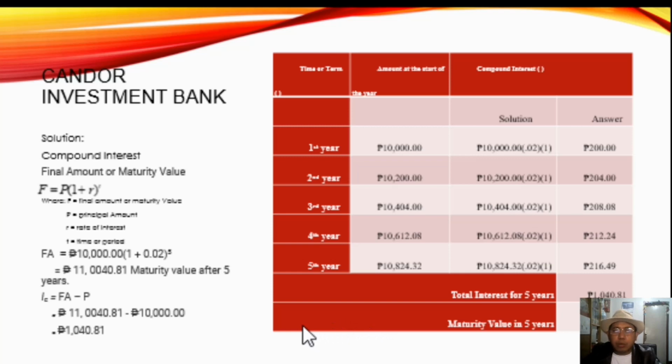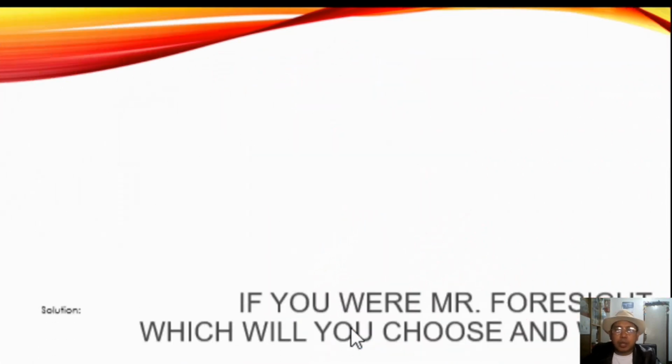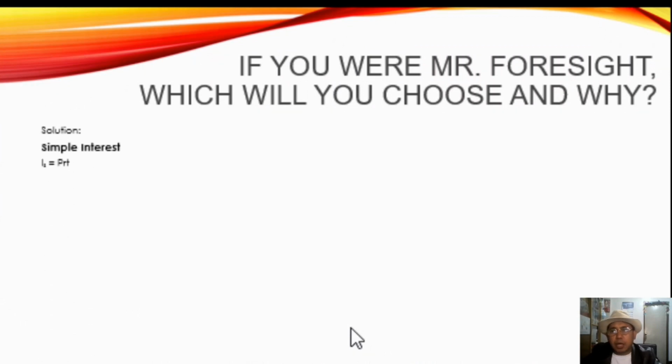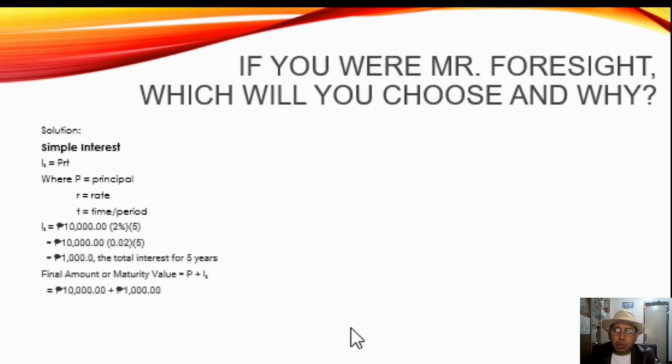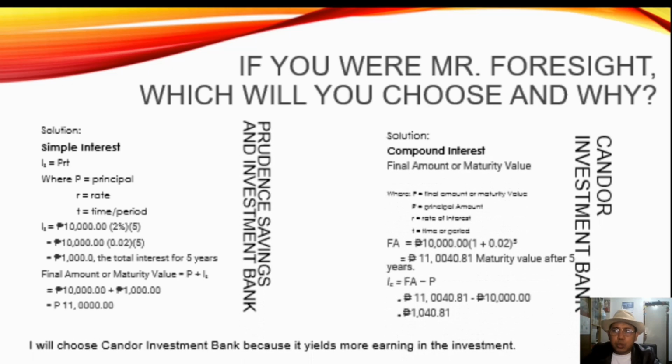Now, can you answer now the question in the problem? Yes, of course. By having the comparison of the computation. So, if you were Mr. Forsyth, which will you choose and why? Okay, of course, having this two different computation under the Prudence Savings and Investment Bank and Candor Investment Bank, I will choose the Candor Investment Bank.